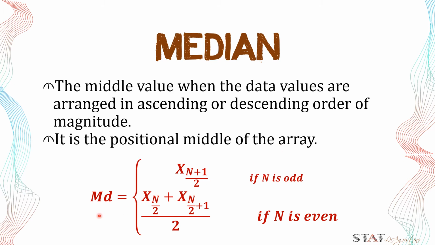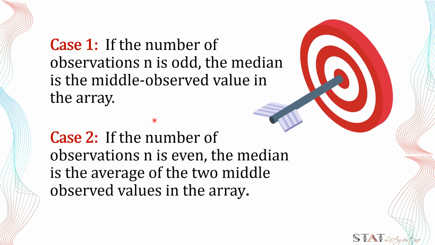So the median of your data set, if the number of observations is odd, then the value is x of the total number of observations plus 1, divided by 2. For example, the third, then that becomes your median. So if n is even, then x of n divided by 2 plus x of n divided by 2 plus 1, all divided by 2, that becomes your median.